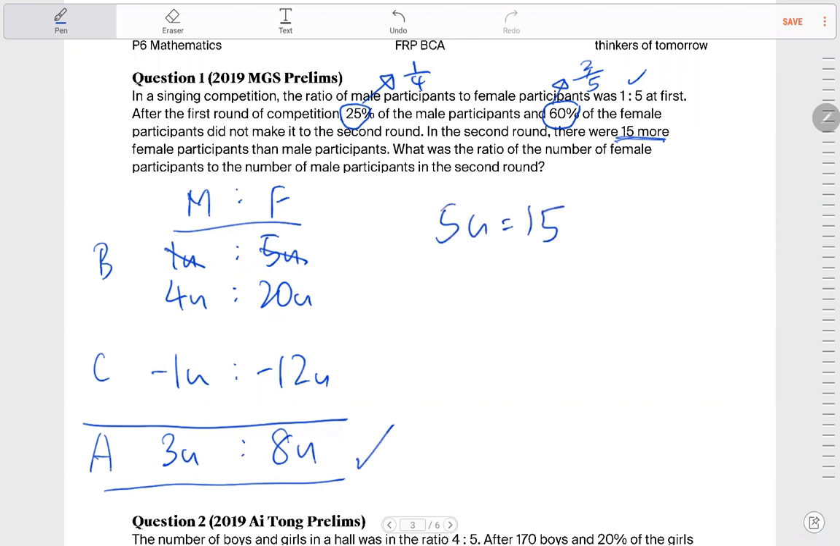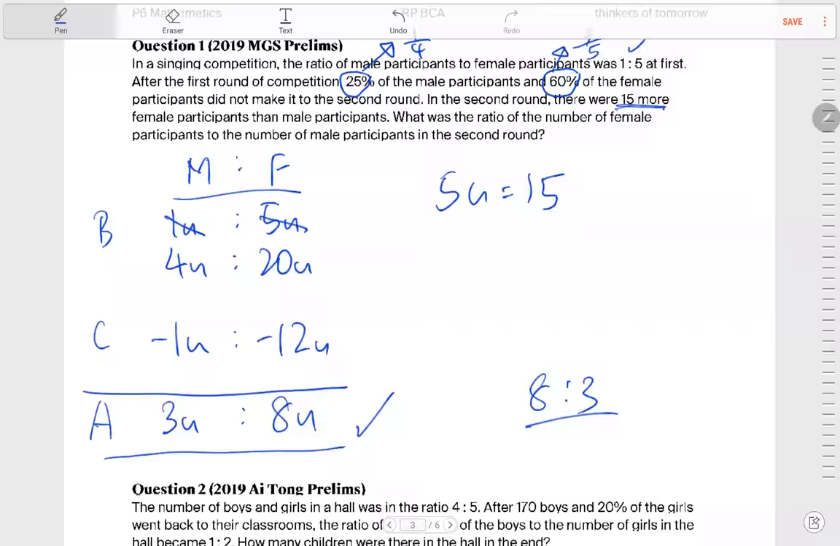There you go, right? So you can just solve for units and then solve for anything that you want in this table, right? In this question, they're asking for the ratio of the female to the male participants in the second round, and your answer would be 3:8. Okay, sorry, 8:3 since they want the female first. Okay, so this is just a very simple example. Let's move on to the next question.